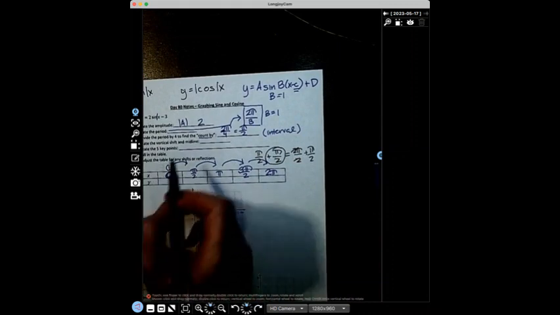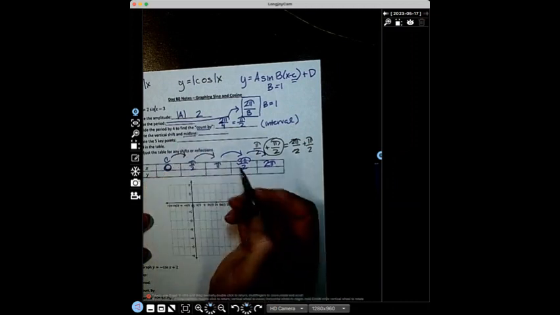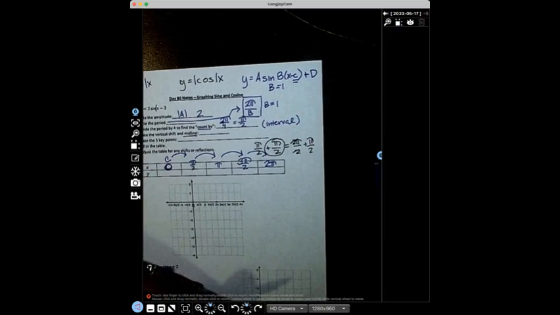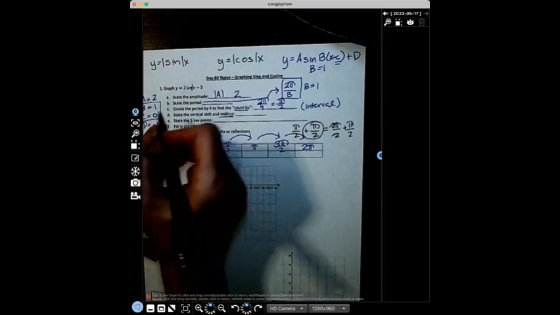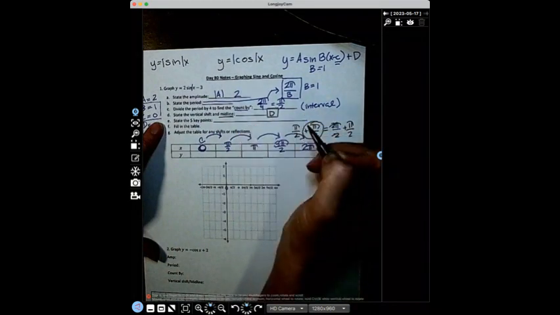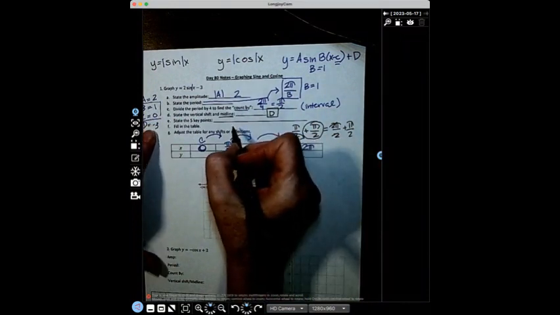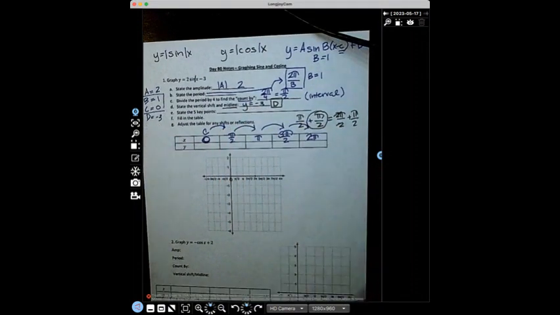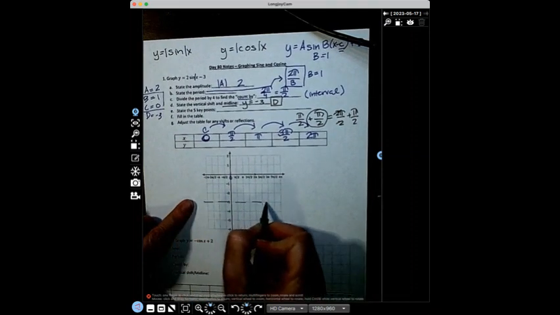Well, first of all, I need to know where I'm starting from. I need the midline. Because if I want to count amplitude up and down, I need to know where to start. So we start at the midline. Remember, let's put a D here, right? Midline is the D value. So D is -3. So that is the midline always. Y equals -3. And I'm going to go graph that right now. So let's go down to here and we're going to graph the midline.